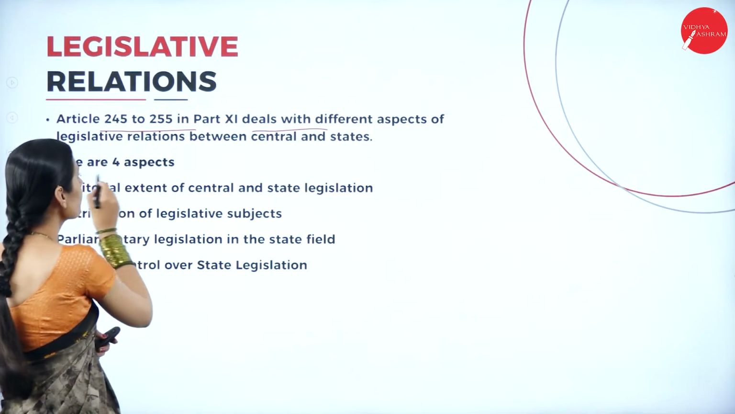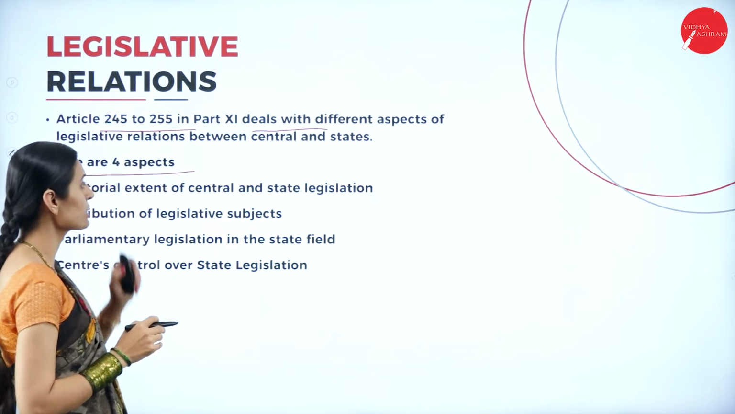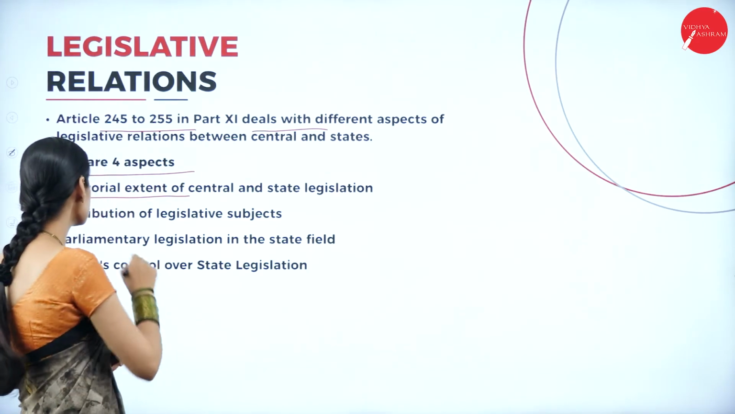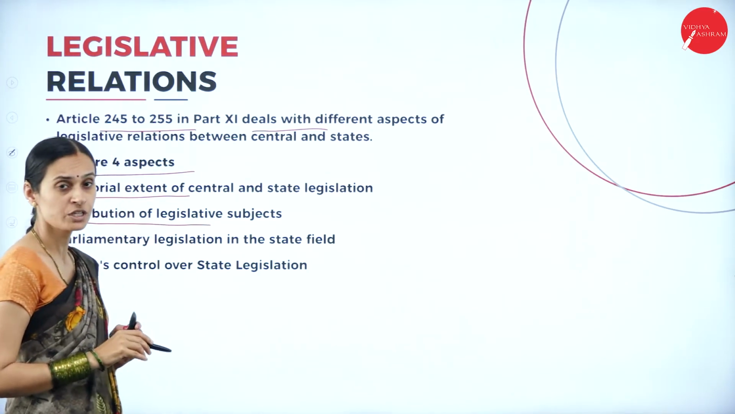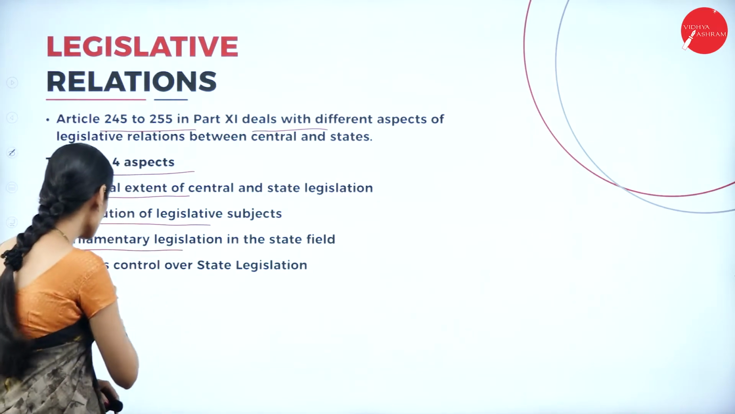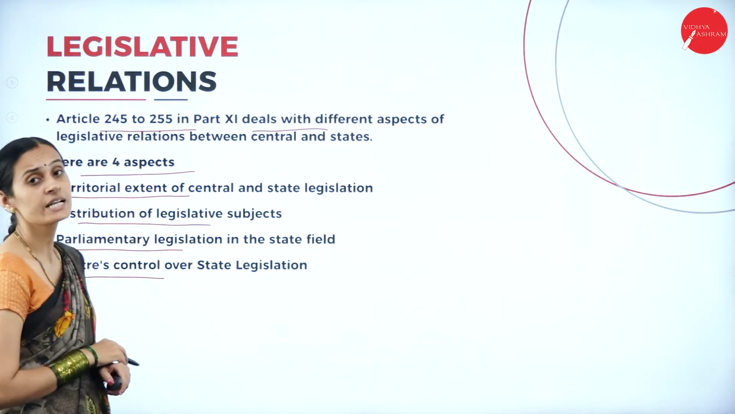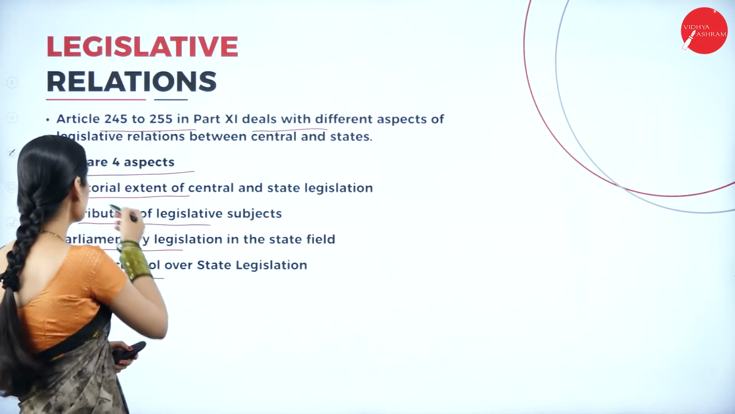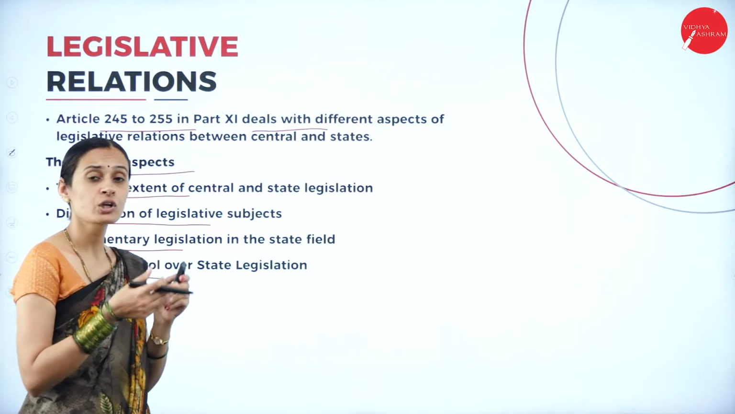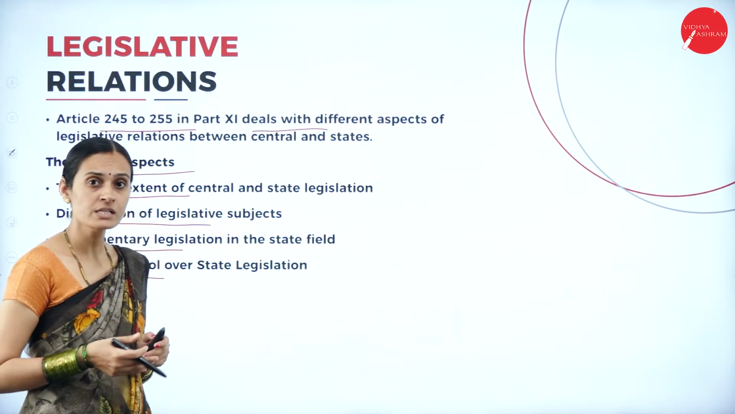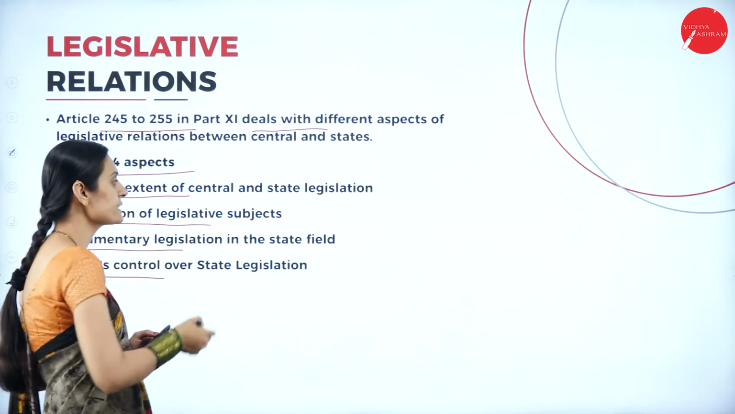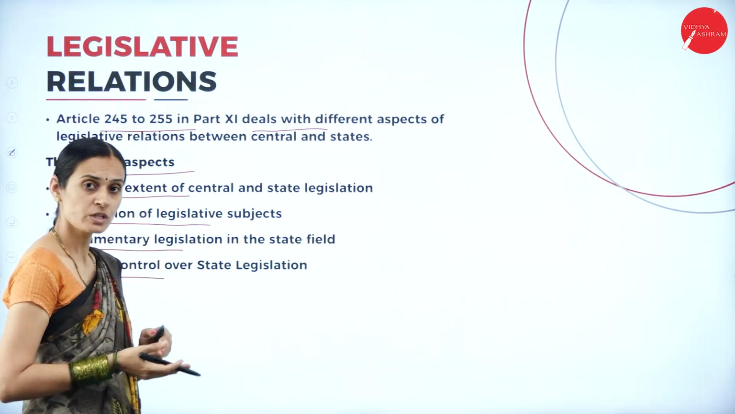There are four important aspects under this relationship. First, the territorial extent of central and state legislation; second, distribution of legislative subjects; third, parliamentary legislation in the state field; and the last, the center's control over state legislation. The first one, the territorial extent of central and state legislation, means Parliament makes laws and all other bodies have to follow those laws. And second, the distribution of legislative subjects, which belong to the central government.